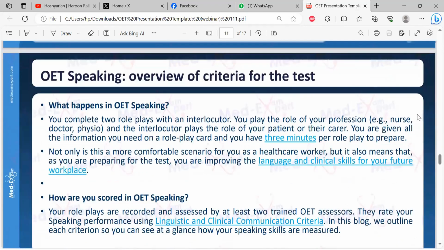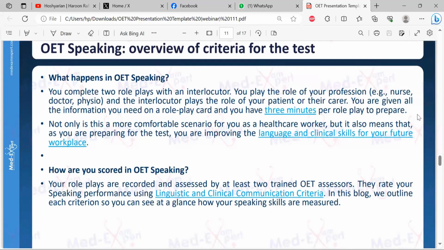We will now have a few words on OET speaking, because we know that this is the last subtest of the OET. In the OET speaking, you complete 2 role plays with an interlocutor, and you play the role of your profession. For example, you can be a nurse, a doctor, a physiotherapist, and the interlocutor plays the role of your patient or the carer.